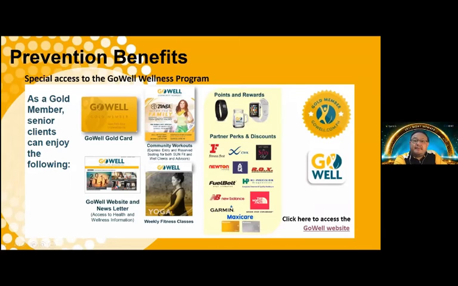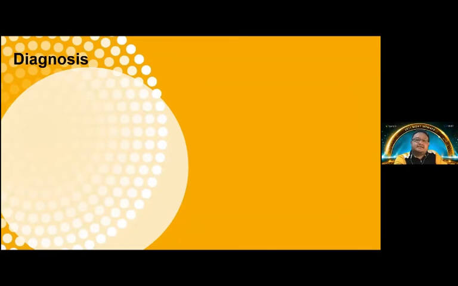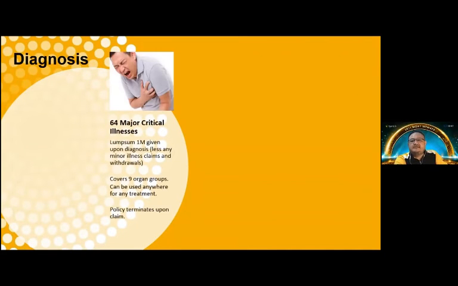So the major part of the benefits is, of course, the diagnosis. Okay, so what are the benefits? 64 major critical illnesses covered. So yung lump sum mo, in this example, I used a 1 million coverage. The lump sum, if the client is diagnosed with any of the 64 major critical illnesses, then the lump sum of 1 million is given to him, less any minor illness claims and less any withdrawals from the policy.